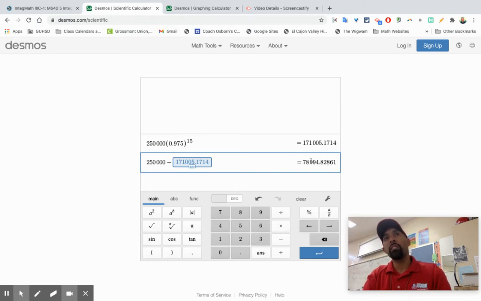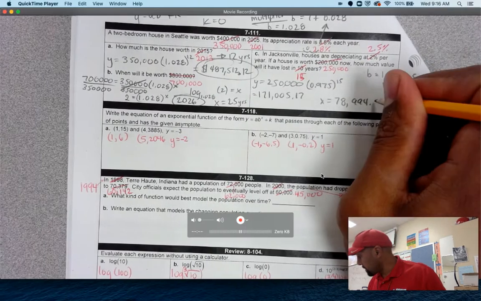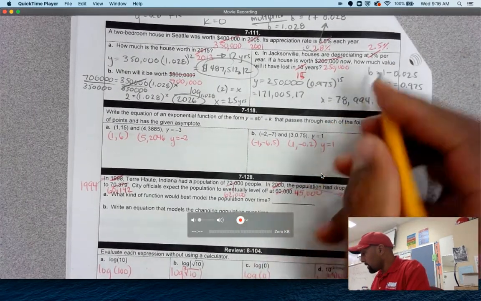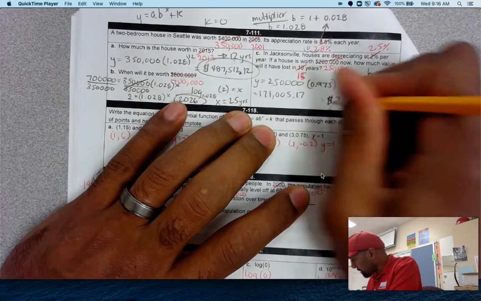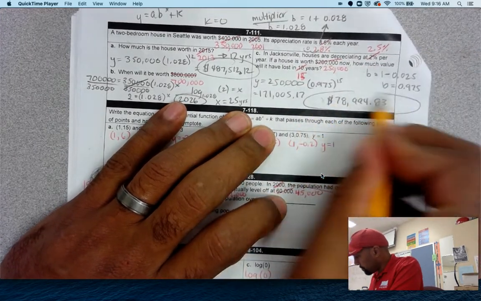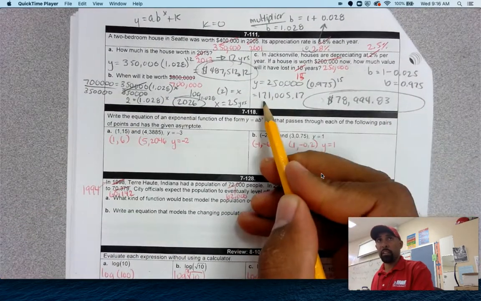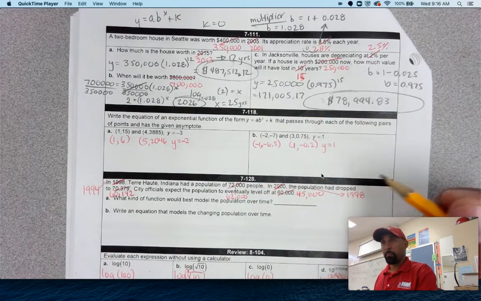Okay, so $78,994.83. We have to round that up. So that's the reduction in value. That's how much it went down. Let me write that down: $78,994.83. Oh, it's not X, I'm sorry. It's not even Y, because that's actually Y. So this is how much it went down.